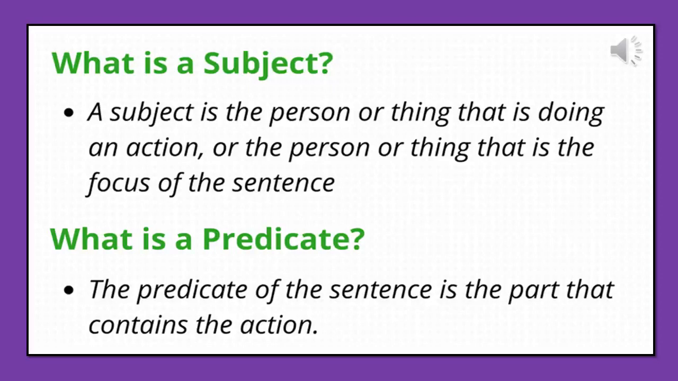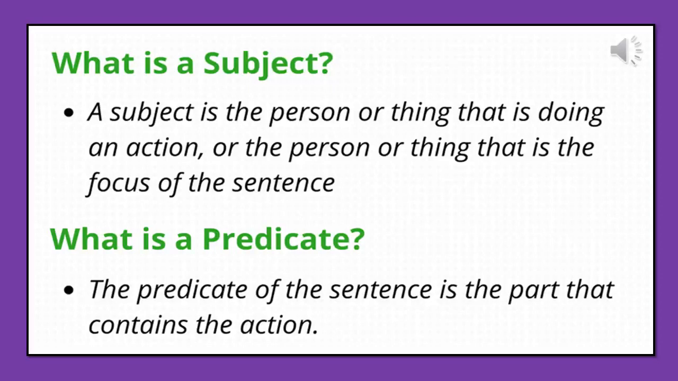What is the predicate? A predicate of the sentence is the part that contains the action. So the part of the sentence that contains the action of what is going on is known as the predicate. So remember, a subject is the focus of the sentence, whether it is a person or a thing. And the predicate of a sentence is the part that contains the action in a sentence.